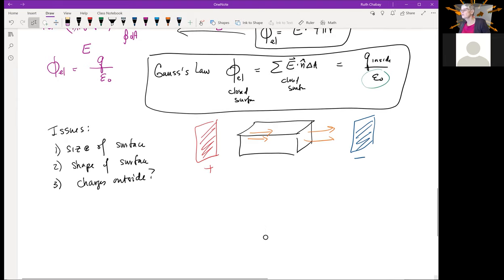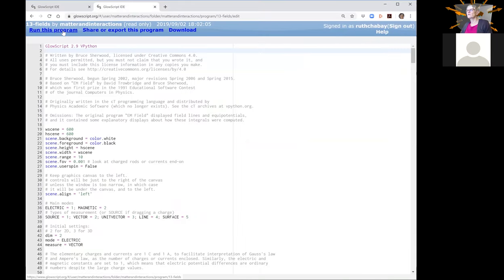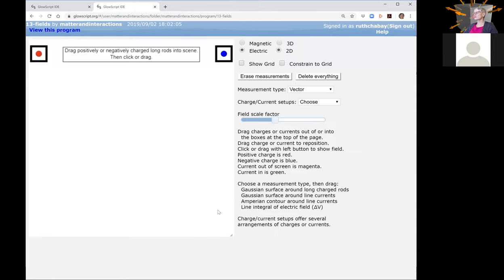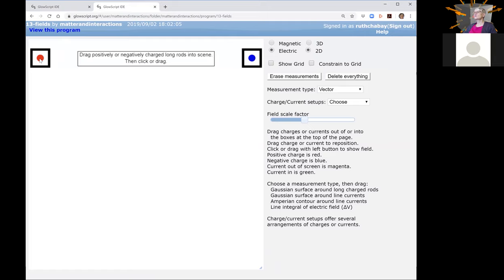And for this, we're going to go and look at a different VPython program called Fields, that's one of the matter interactions demo programs. And I think we may have looked at this before a little bit. What it allows us to do is put charges onto the screen, and then we can drag a cursor around and see the field. We can leave footprints, whatever. And so if we put a negative charge, we get a different pattern of field here, a familiar one.